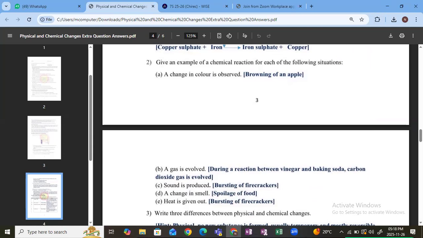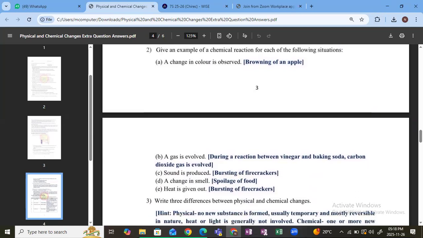Boiling of water is not a chemical change. It is a physical change. Burning of paper you can write. Correct? Yes, ma'am. Sound is produced.